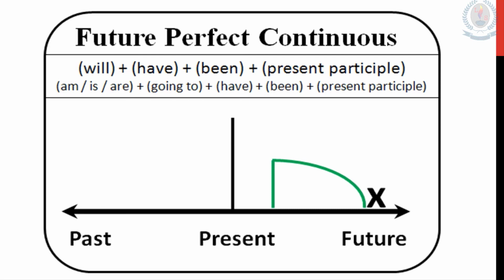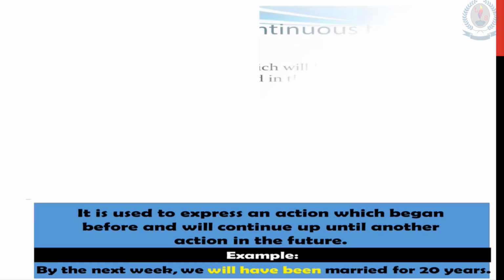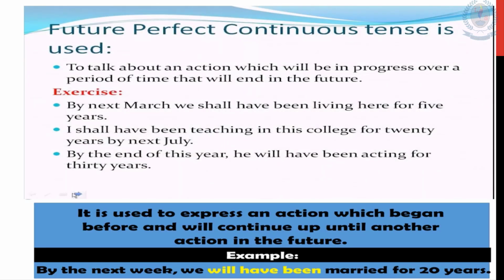Future perfect continuous. This is the last tense. So you learn in future tense. The structure given is will have been with present participle. Here the future perfect continuous tense is used to talk about an action which will be in progress over a period of time that will end in the future.